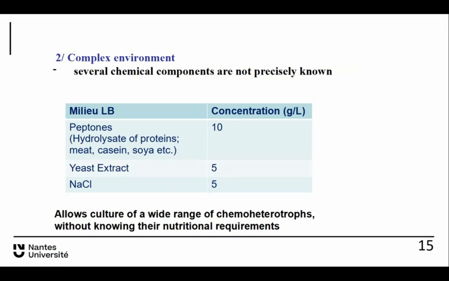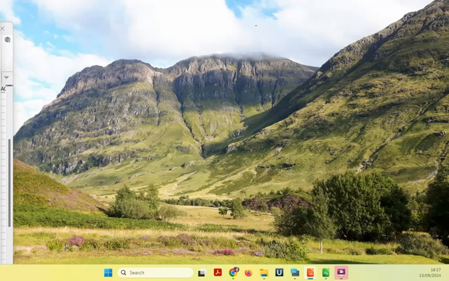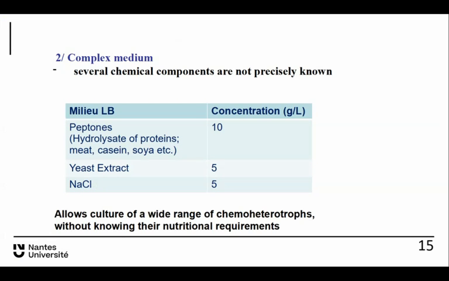So last thing that we're going to do today is to, another translation mistake here. Okay, is what's called a complex medium. So in a complex medium, you don't precisely know all of the constituents of the culture medium. And so a typical example of a complex medium is LB medium, called lysogeny broth. So here you've just got 3 ingredients.